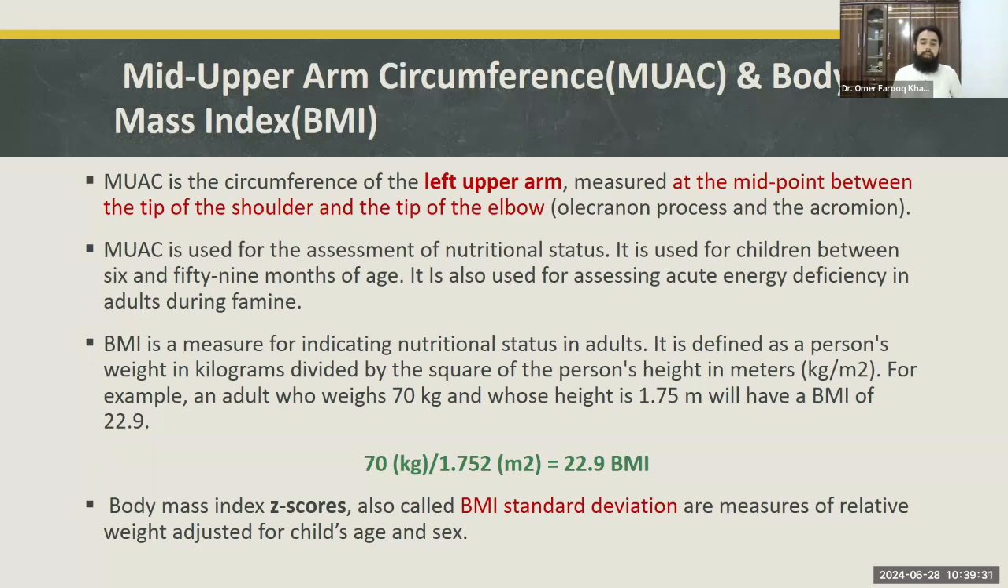BMI, on the other hand, is a measure for indicating nutritional status in adults. It is defined as a person's weight in kilograms divided by the square of the person's height in meters. You already know all of these things. I will not go into details. For example, an adult who weighs 70 kg and whose height is 1.75 meters will have a BMI of 22.9. Body mass index Z scores, also called BMI standard deviations, are a measure of relative weight adjusted for a child's age and sex.